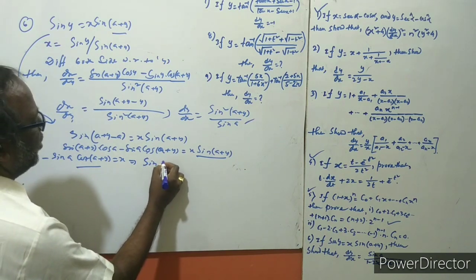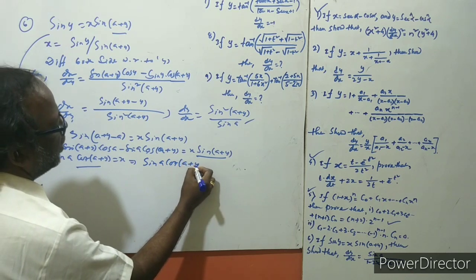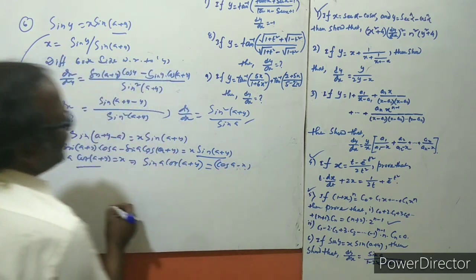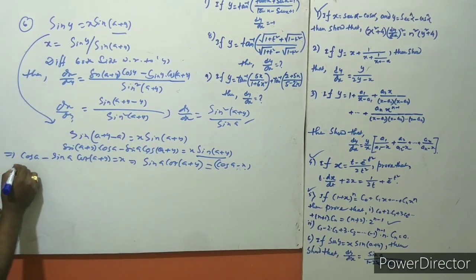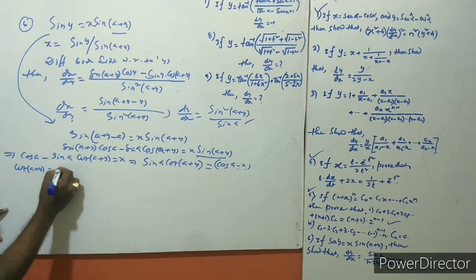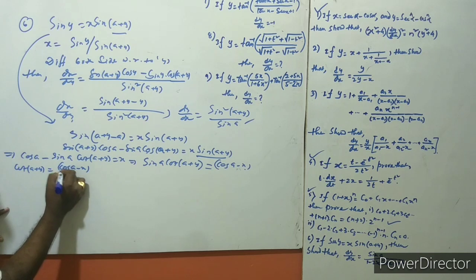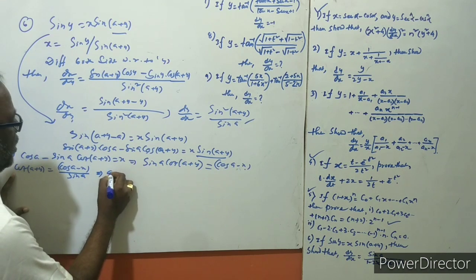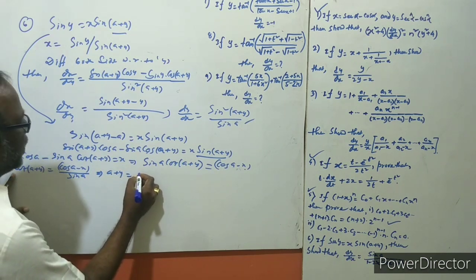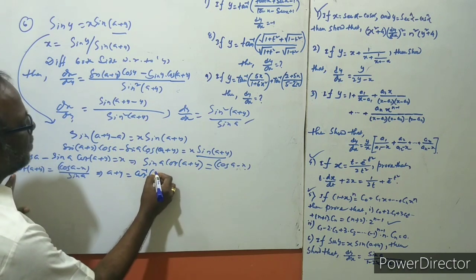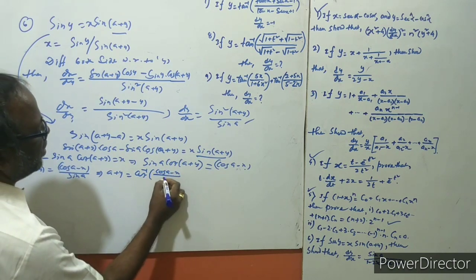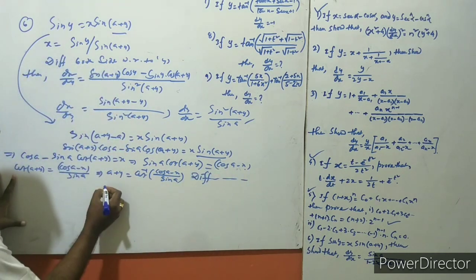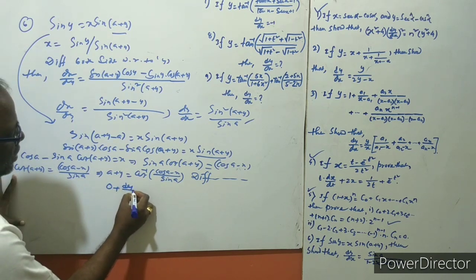So this is sin a and cot of (a plus y), and is equal to cos a minus x. So now cot of (a plus y) is equal to (cos a minus x) by sin a. Now find (a plus y) subject to x, that is cot inverse of (cos a minus x) by sin a. Now differentiate both sides with respect to x. So the derivative of a is 0, and this is dy by dx.